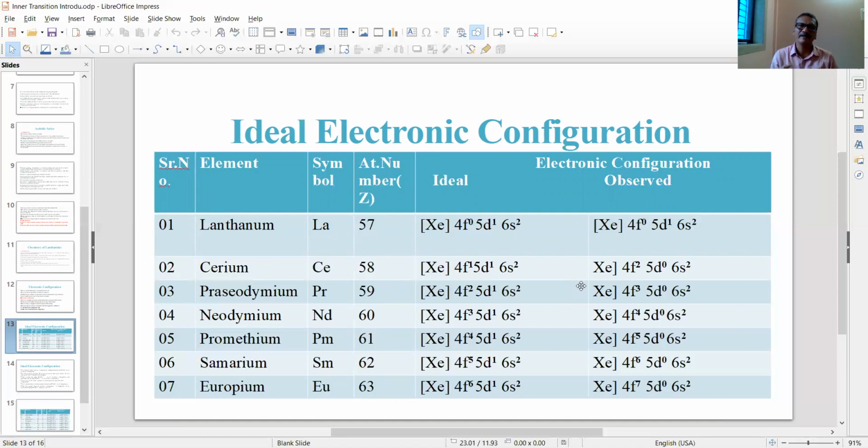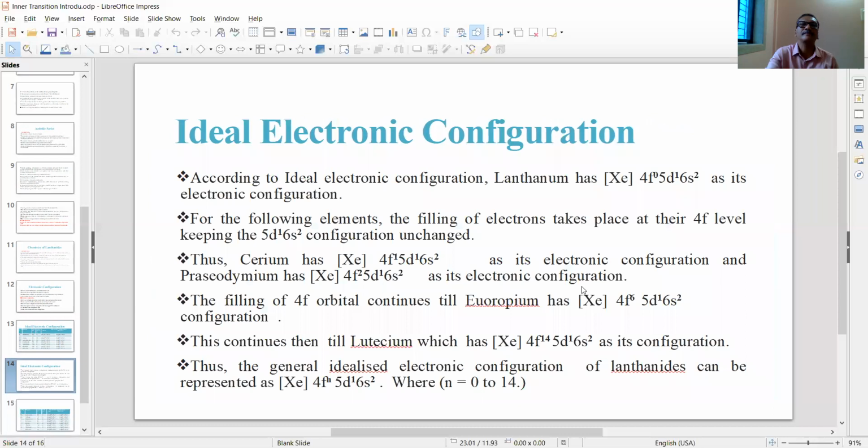If it is a transition element, then the d orbital contains a maximum of 10 electrons. In that case, the d5 configuration is the most stable because it is half filled. Then d10 is also most stable, being completely filled. d0 is also a stable configuration. So cerium has the 4f1, 5d1, 6s2 electron configuration, and then praseodymium.